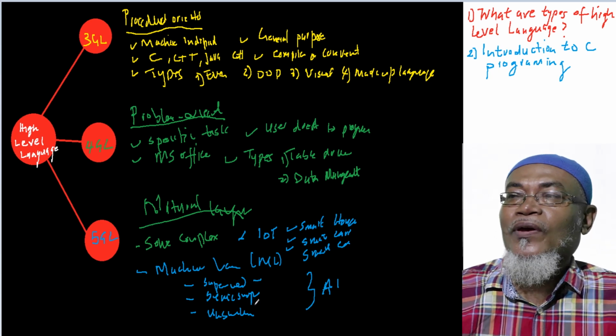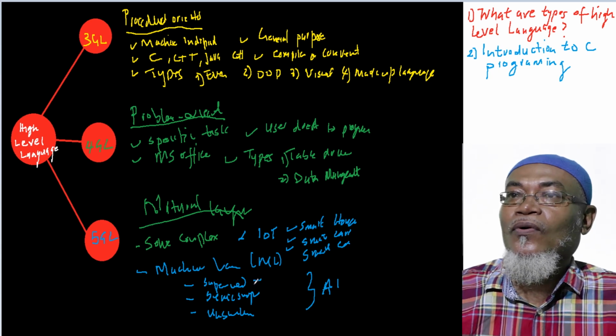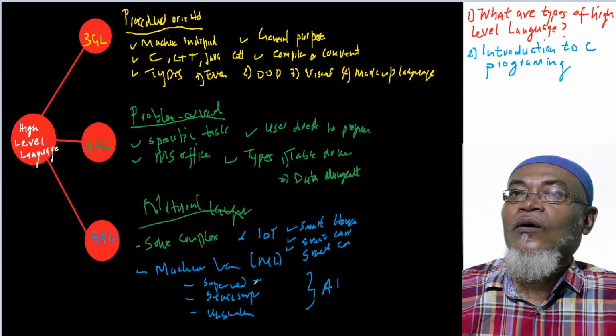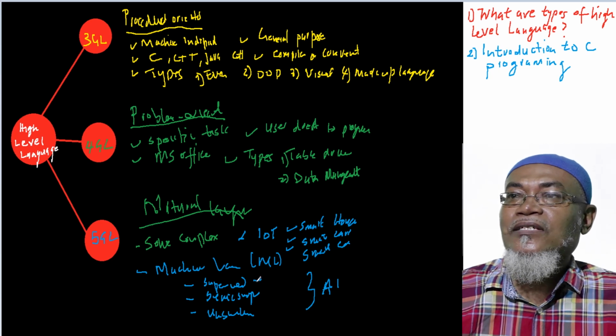So basically, before we started, we asked ourselves the question: what are the types of high-level programming languages? And we talked about three of them, with the acronyms 3GL, 4GL, and 5GL. And these make up the end of this particular session.